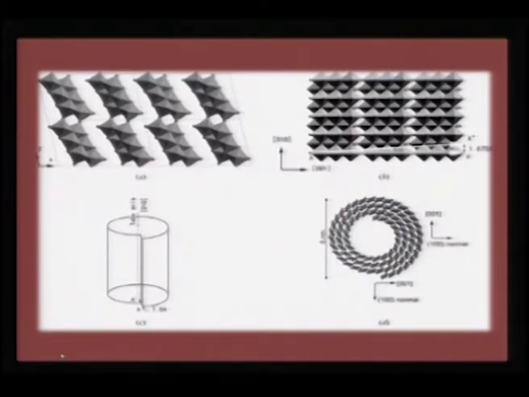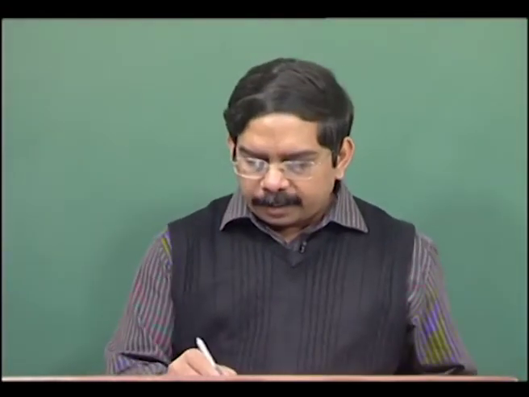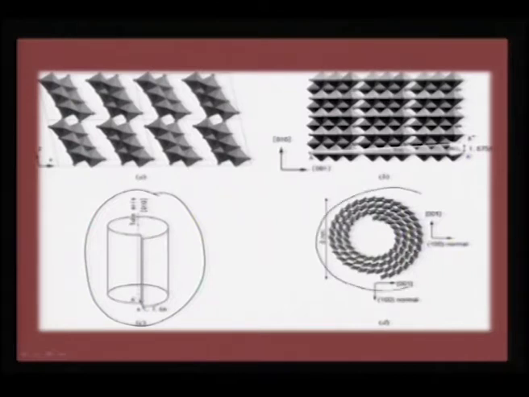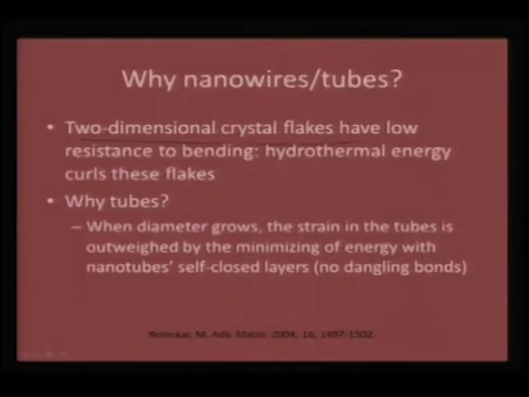flake. And how does that happen? You can see this sort of a 2-dimensional sheet is evolving, but under hydrothermal conditions they get wrapped up into a tube-like structure or a wire-like structure. Instead of going into a 3-dimensional network, they get rolled up into cylindrical compacts, and the reason is the 2-dimensional crystal flakes have low resistance to bending in a normal or conventional approach, whereas hydrothermal energy actually curls these flakes into a tube.